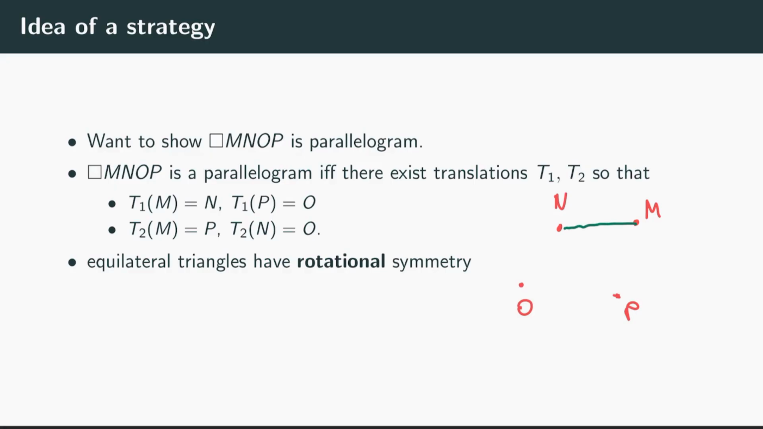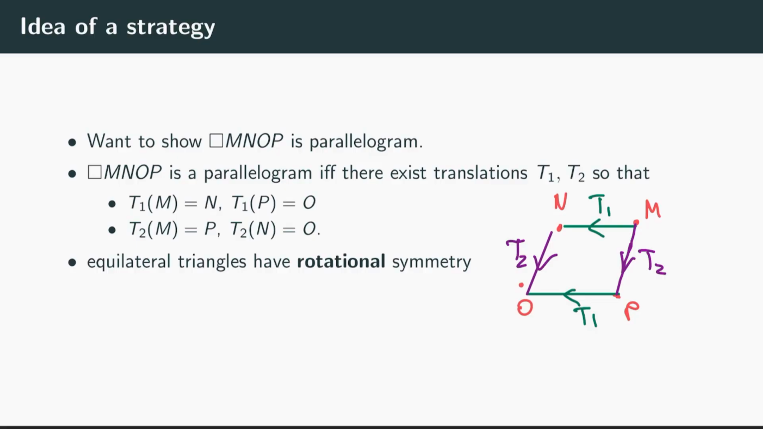Well, that means I can translate like so with a first translation, which I'm thinking of as T1. And I can translate like so to give me my translation T2. So in green here I have T1, and in purple here I have T2. So the idea is if I can find a pair of translations that send M and P to N and O, and then N and M to O and P, then I'm done. That gives me a parallelogram by the various properties of translations.